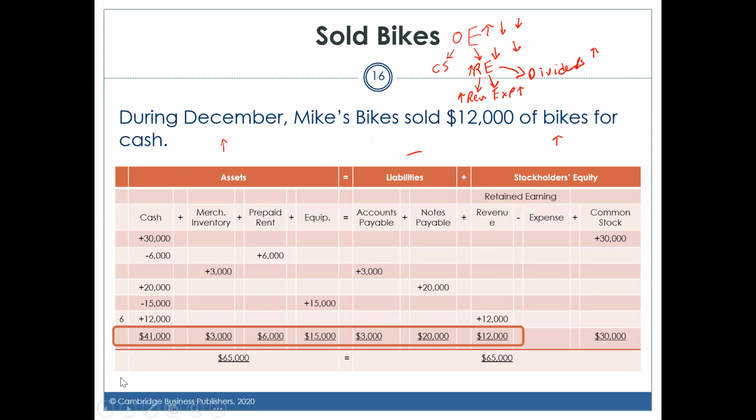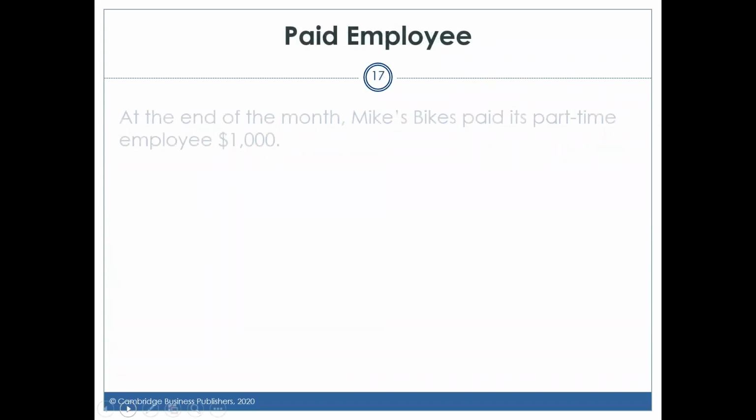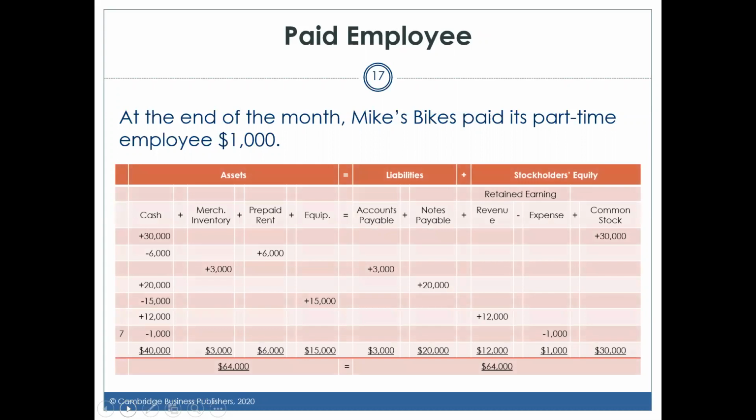All right, let's keep going. Now, remember that employee that we hired? It's the end of the month. At the end of December, Mike's Bikes paid its part-time employee $1,000. Two accounts involved here: cash and wages expense. Cash is an asset. Cash goes down. Assets go down.